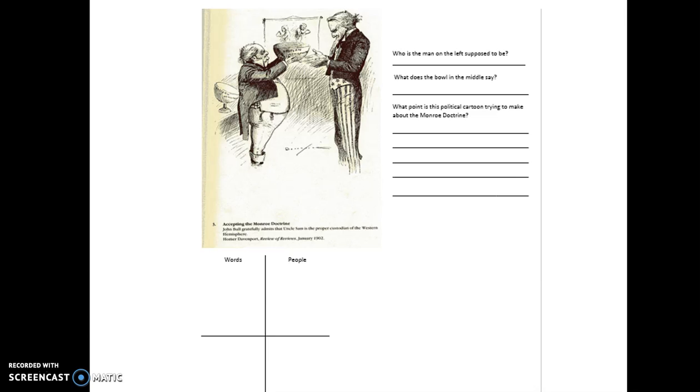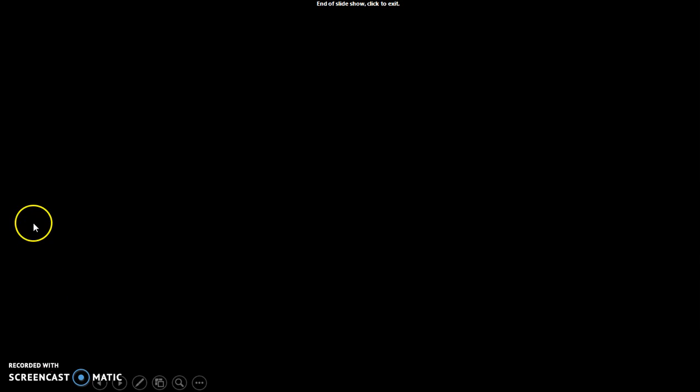Okay, and this last one, a couple things that I want to point out before you answer, is that this is Uncle Sam. So think about maybe who would be handing over this bowl and what the bowl says to Uncle Sam, and kind of what does that say about how we portray other countries that are not America, right? So take a minute and answer your questions. All right, when you are done, go ahead and make sure that you glue this down on page 107 next to your notes for today.